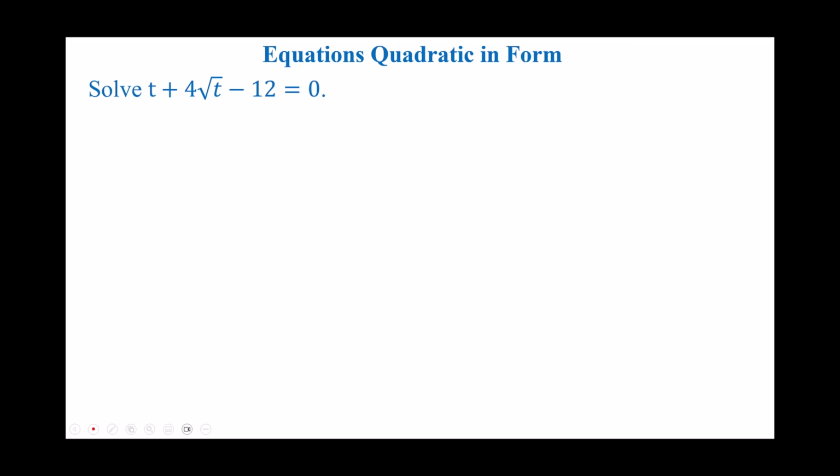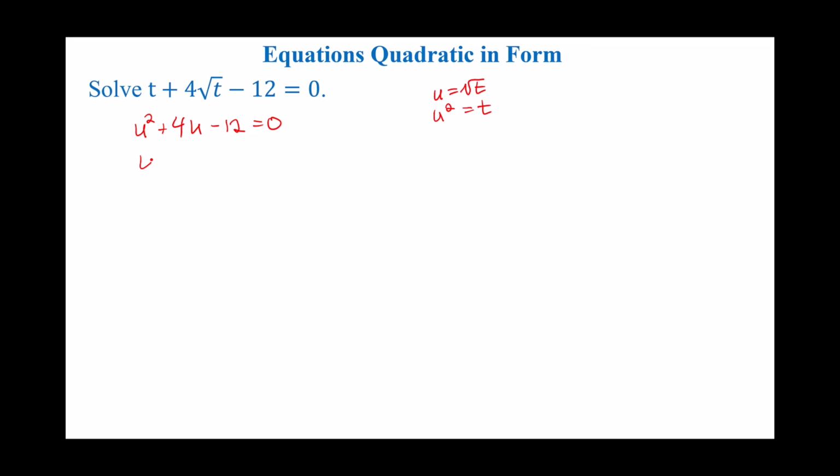Solve t plus 4 square root of t minus 12 equals 0. We can do the same thing here. If I let u equal the square root of t, notice if I square both sides of that equation, I have u squared equals t. So I could write this as u squared plus 4u minus 12 equals 0.